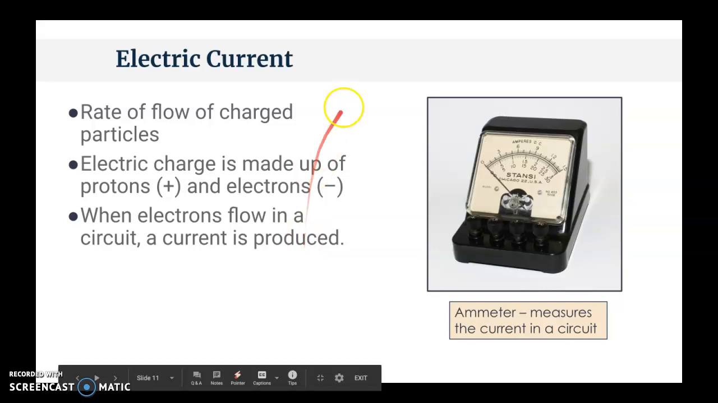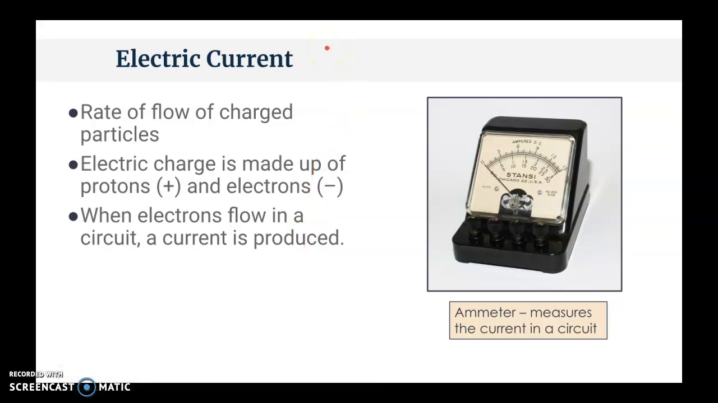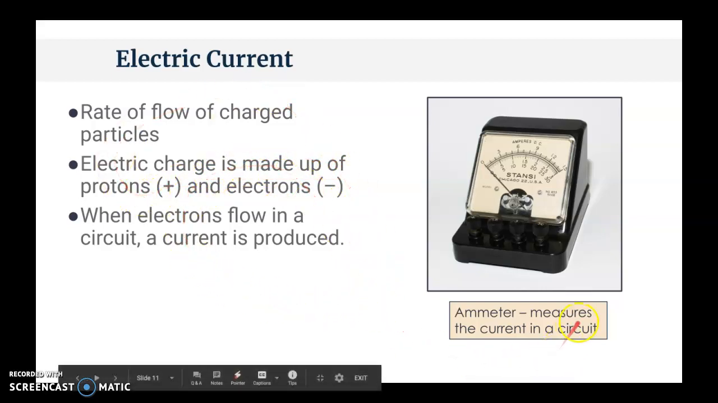First things first, let's talk about an electric current. An electric current is the rate of flow of charged particles. You have electric charge that is made up of protons and electrons, positively charged, negatively charged, that are moving around us right now. When these electrons flow in a circuit, a current is produced. So you can have electrons just standing somewhere, but when you add some more energy to it in a circuit, it flows. And so in this demo, you'll be able to practice with an ammeter, and it measures the current in a circuit. Okay, let's keep going.